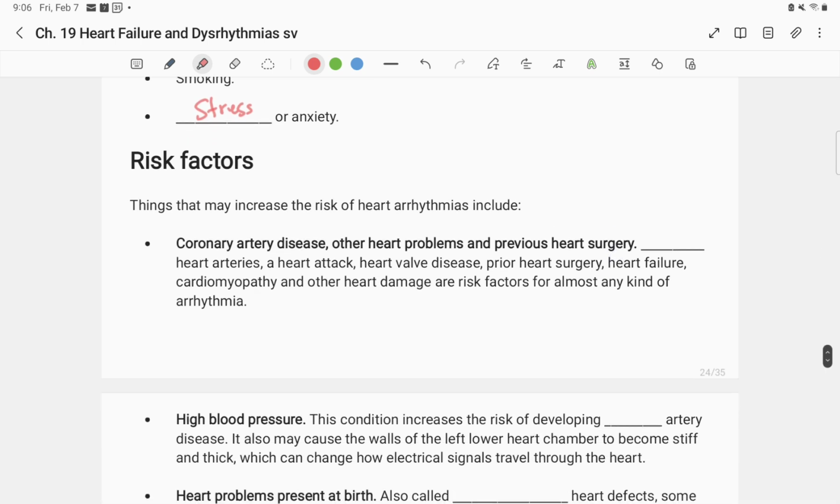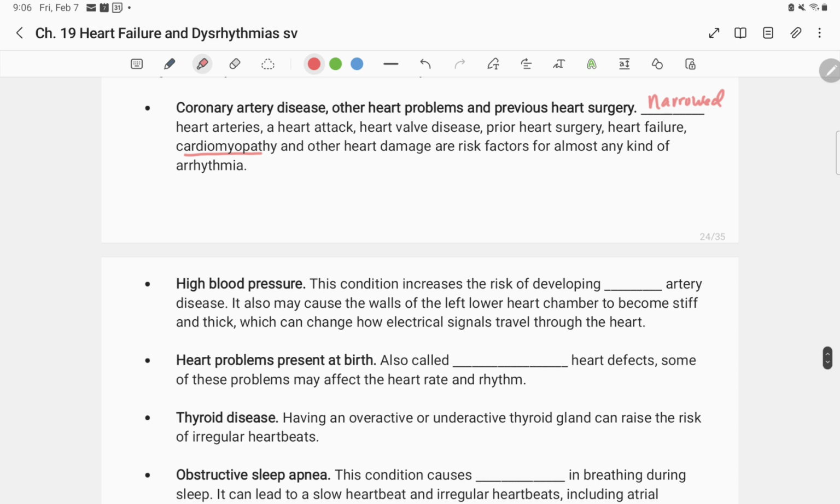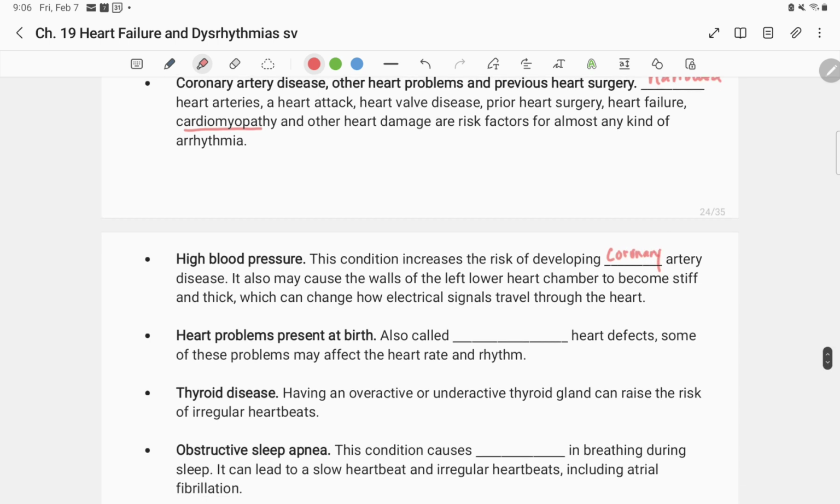Things that increase the risk of heart arrhythmias include coronary artery disease, previous surgeries, narrowed heart arteries, heart attack, valve disease, heart failure, heart muscle problems, so that's cardiomyopathy. High blood pressure, so this condition increases the risk of developing coronary artery disease because of the pounding.